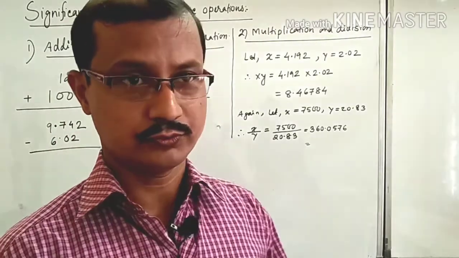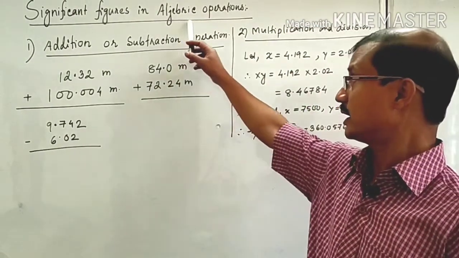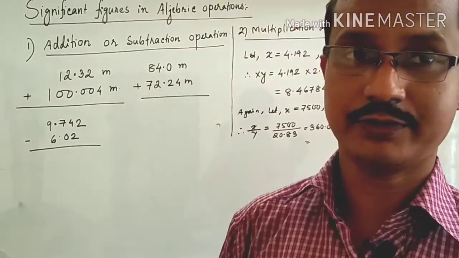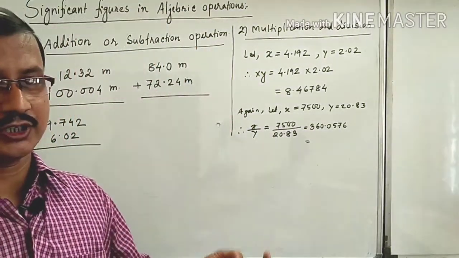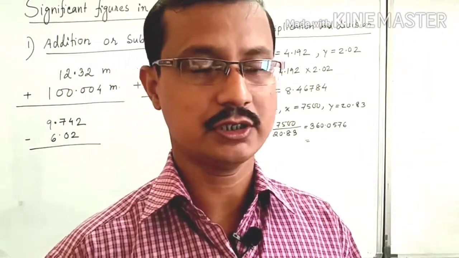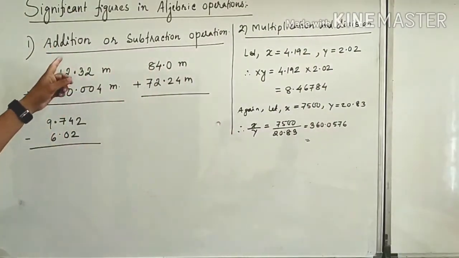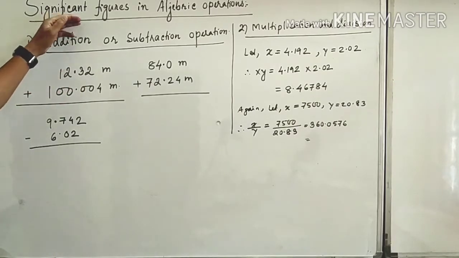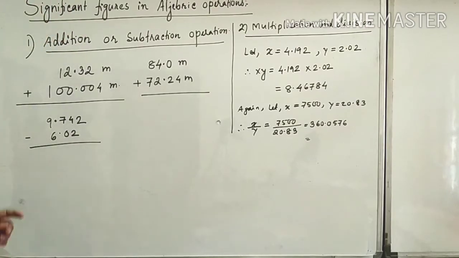Now I am going to discuss significant figures in algebraic operations. Algebraic operations means addition, subtraction, multiplication, division. How do we use significant figures? First here I will discuss addition, and how we use significant figures when rounding off.